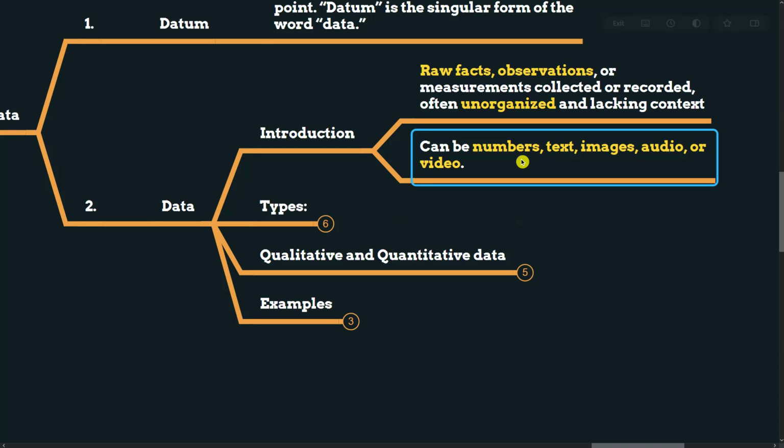It is not processed. It is unprocessed facts, right? Think of it like the ingredients in the kitchen, before they are turned into a dish. So you have vegetables, onion, carrots, tomato. Those are the ingredients in the kitchen. That's how data is. It is not processed as a meal.